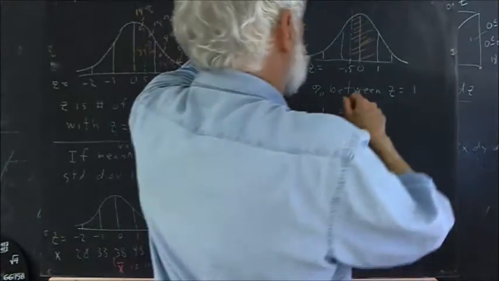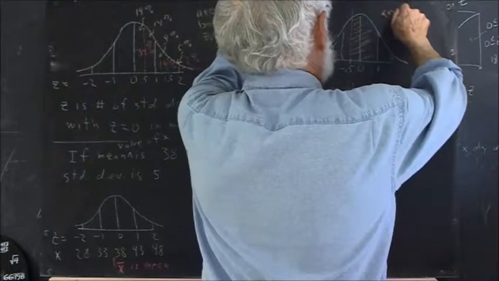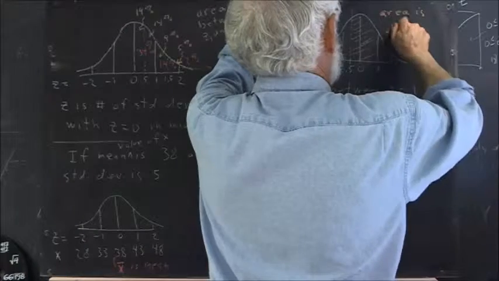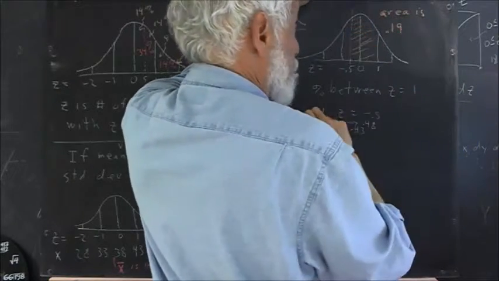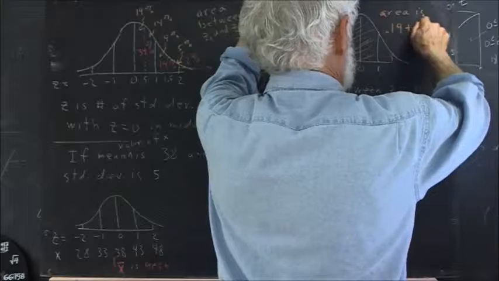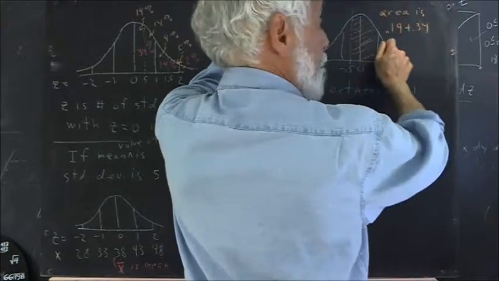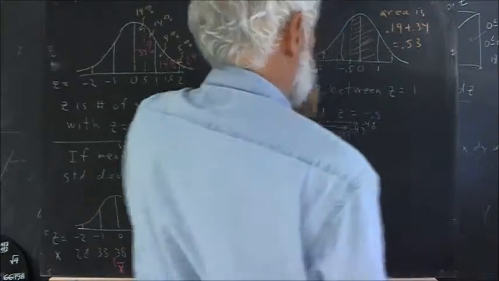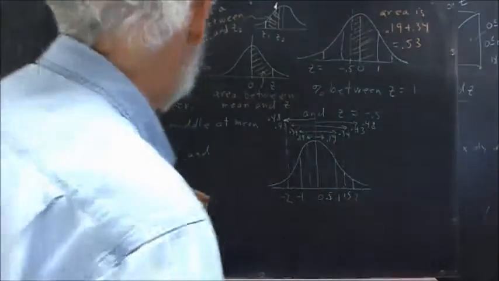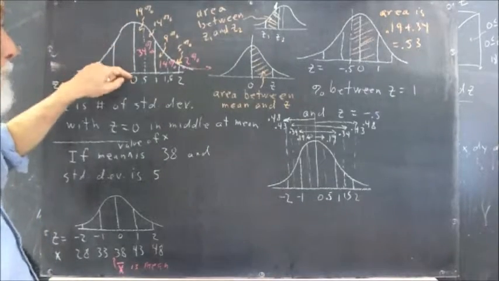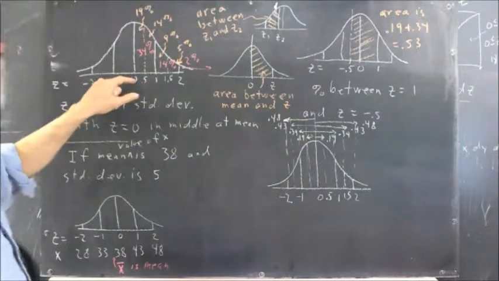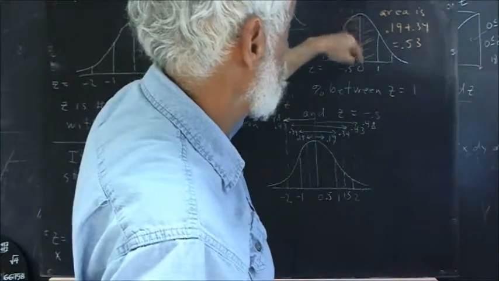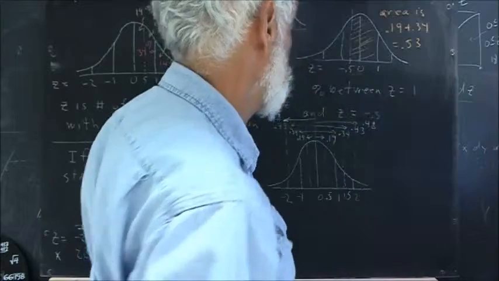Well, the area is 19%, which is what we have here, plus 34%, which is what we have here, which is 53% or 0.53. Because, as we know, 0.19 goes between 0 and 0.5, or between 0 and negative 0.5. So there's our 0.19, and here's our 0.34 between 0 and 1.